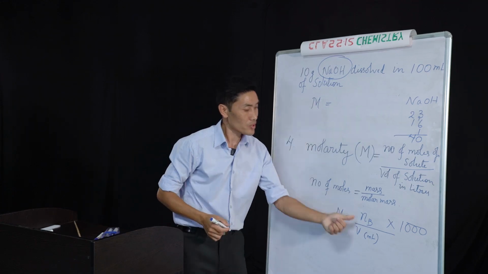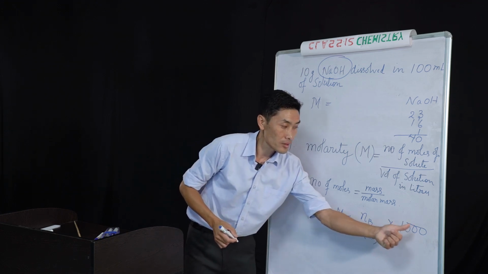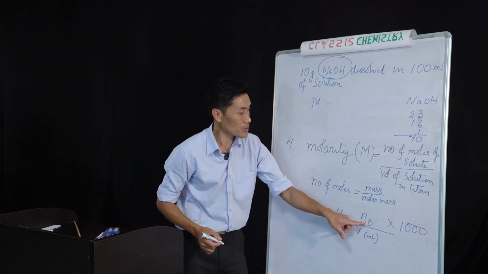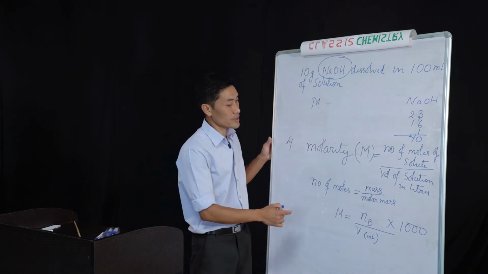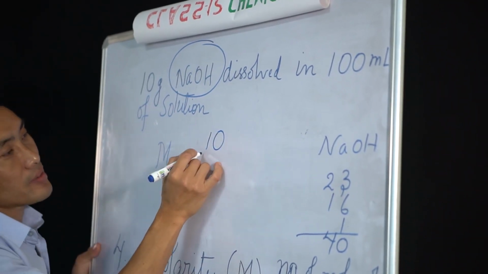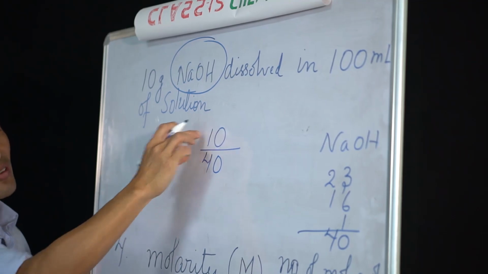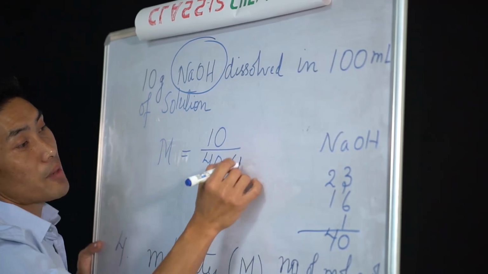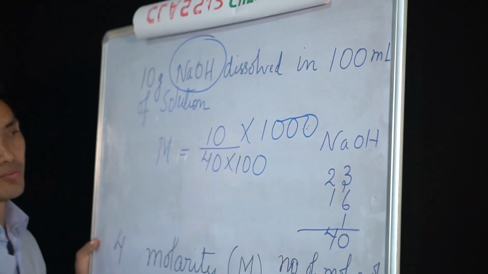Molarity is number of moles of the solute divided by volume of the solution in ml into 1000. To get number of moles of the solute, we divide the mass of the solute by its molecular mass. So first, we take mass of the solute, that is 10 gram, divided by the molecular mass of the solute, that is 40. This gives us the number of moles of the solute. Then we have volume of the solution, which is 100 ml. And finally, we multiply this relation by 1000.